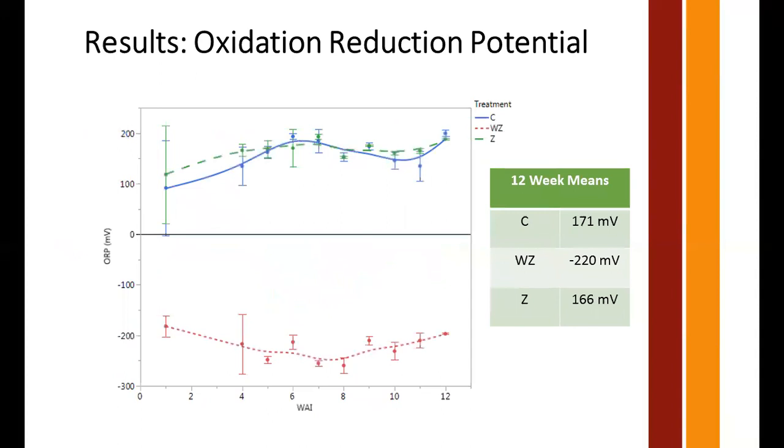Okay, oxidation reduction potential. The control and the zeolite tank did not vary significantly from each other or from the pond over the course of the experiment. However, the woodchip zeolite treatment WZ did have a significantly reduced oxidation reduction potential of negative 220 millivolts.